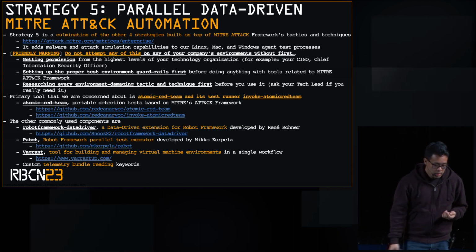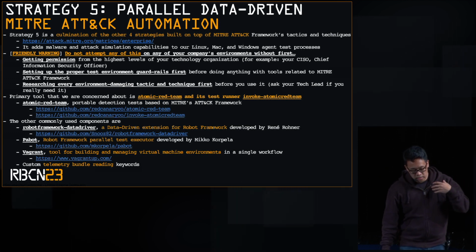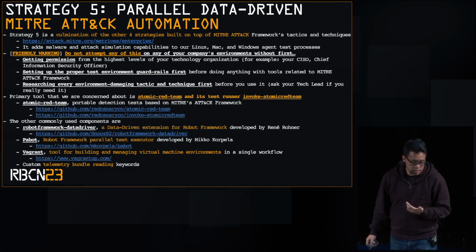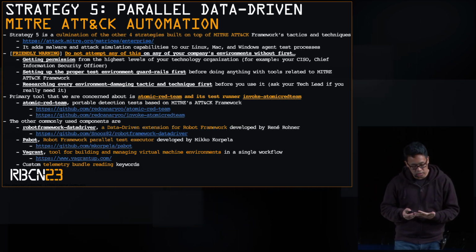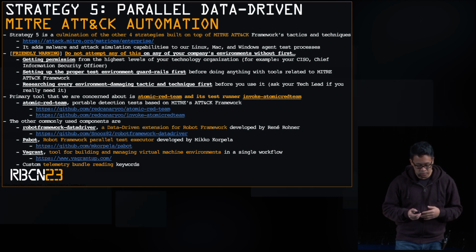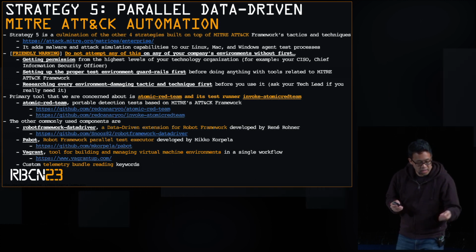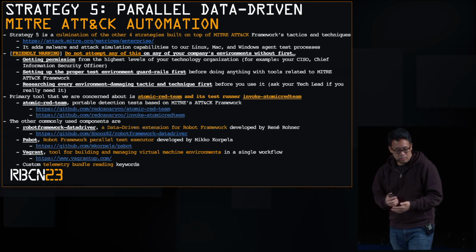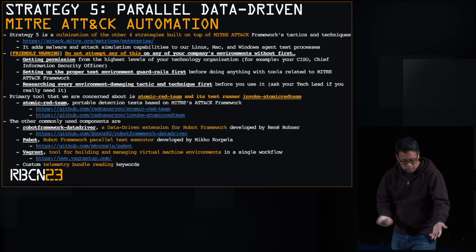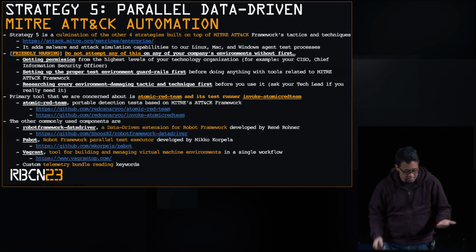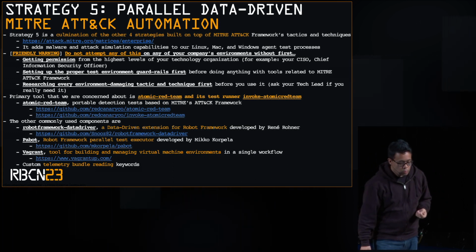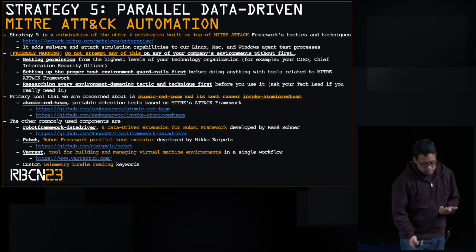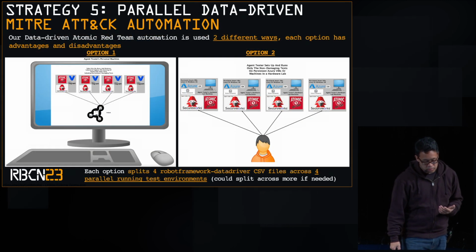That's very important. And the primary tool we're concerned about is Atomic Red Team and its test runner, Invoke-AtomicRedTeam. And the core pieces that we focus on with this are DataDriver, Pabot, and Vagrant. Yes, Rainer Renner's DataDriver, huge help here. And of course, Mikko Korpela's Pabot, who could live without that? And Vagrant is a huge help when you have a lot of Linux configurations you have to deal with. Of course, your telemetry reading keywords.